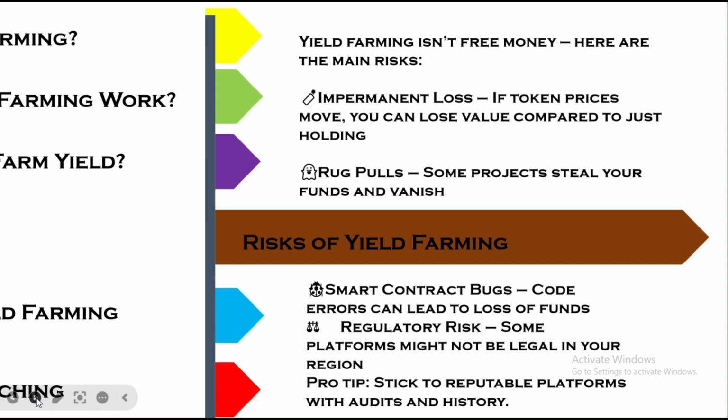Rug pulls, where a token is made, so much noise is made about the token, and before you know what's happening, boom, you've lost it. Right? So we also have smart contract bugs. I'll talk about smart contracts in one of my videos. So when you have bugs, when code errors happen, you can also lose funds.